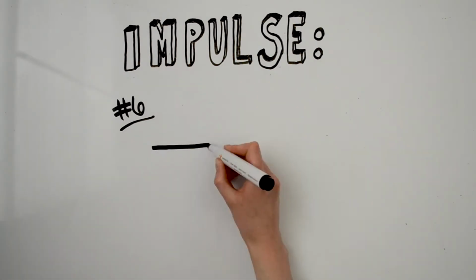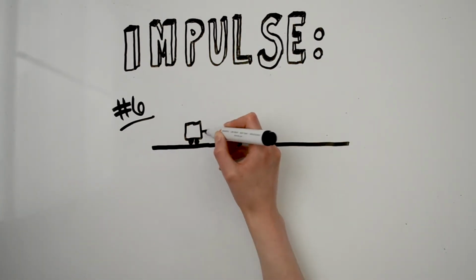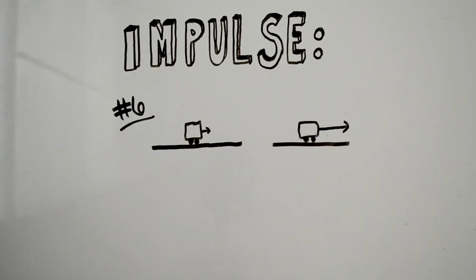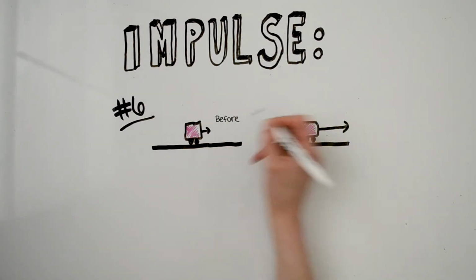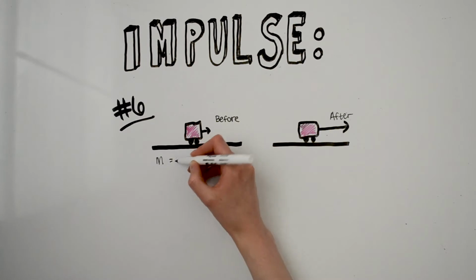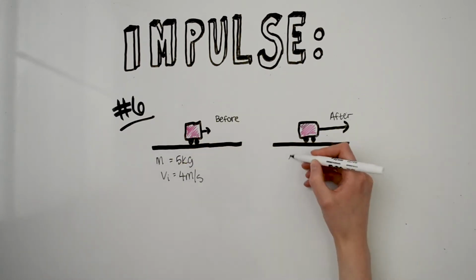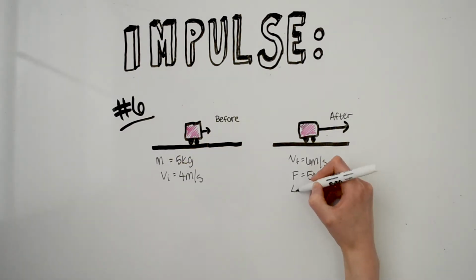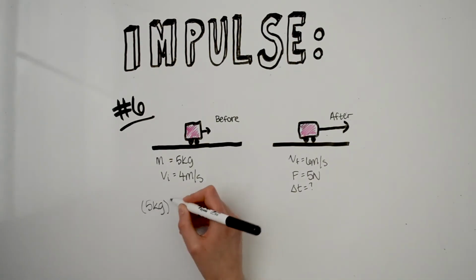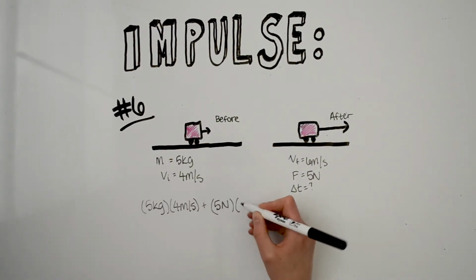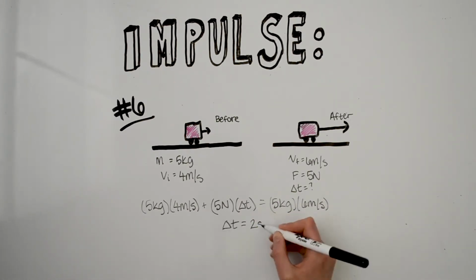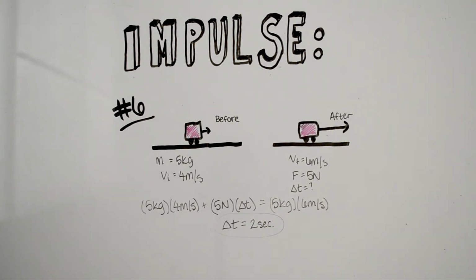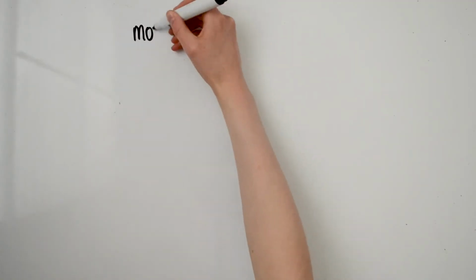For problem number 6, we're going to set it up in the same way as the other problems. However, for this problem, we're going to have a single cart acted on by an external force to change the velocity. The object has a mass of 5 kilograms and an initial velocity of 4 meters per second. The velocity will change to 6 meters per second by a force of 5 newtons over an unknown amount of time. Using conservation of momentum, the initial momentum plus the impulse equals the final momentum. Solve algebraically to find the change in time to be 2 seconds.